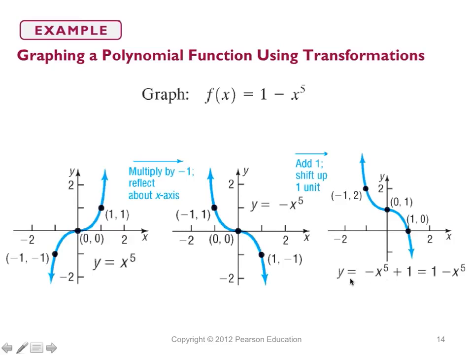Now the more typical way to write this would be y = -x^5 + 1, but they rearranged things when they wrote it. It's written here as 1 - x^5, but this is the exact same thing, just rearranged.